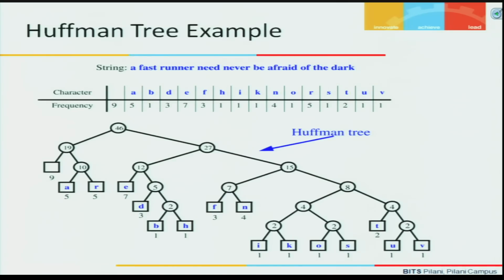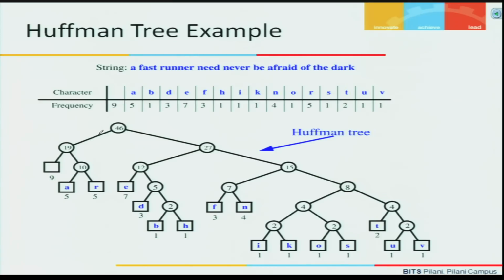We have one more example. We have a string, and we have the characters that occur in the string. We see that A occurs 5 times, B occurs 1 time, and V occurs 1 time. Finally, this is a blank space which occurs say 9 times, so the blank space is occurring the maximum number of times.